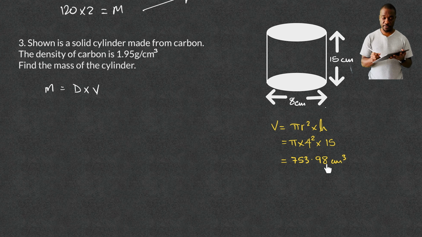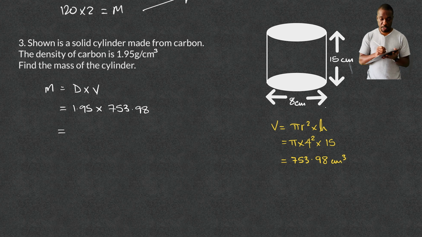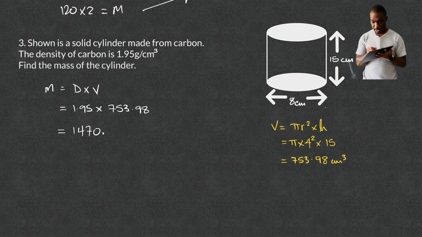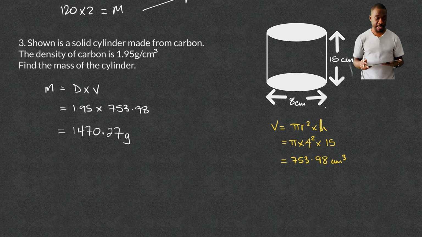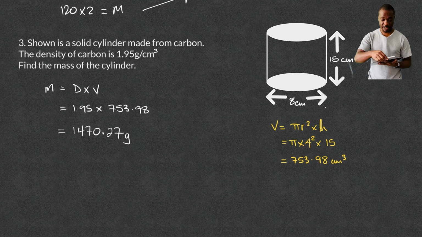Now that I've got the volume, I can now whack it in here. So I can say now that the mass of this cylinder is density 1.95 multiplied by 753.98, which will now give us 1,470.27 grams. Okay, and that brings us to the end of that question.